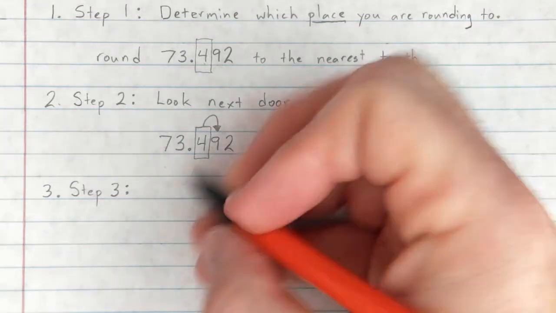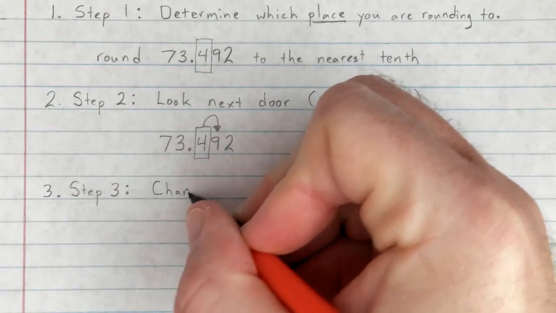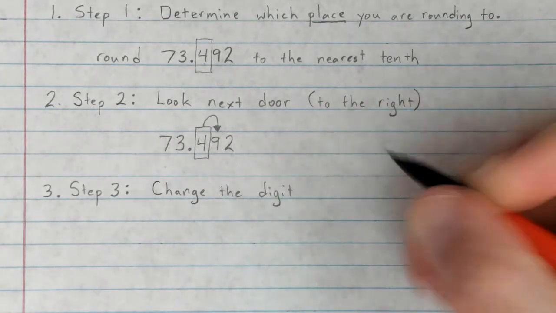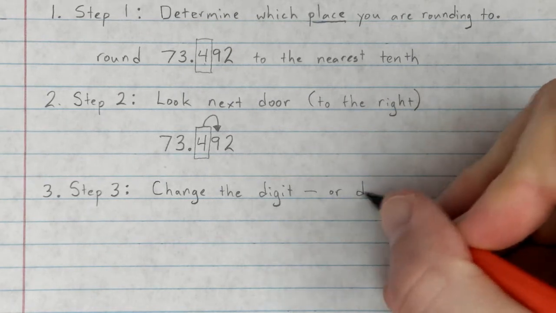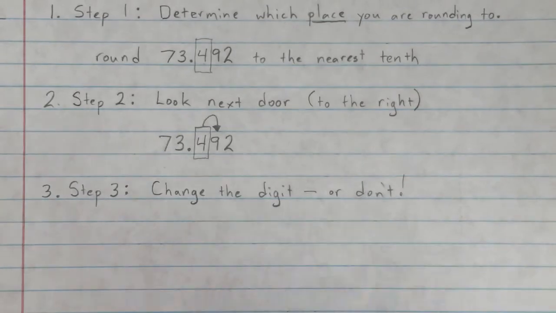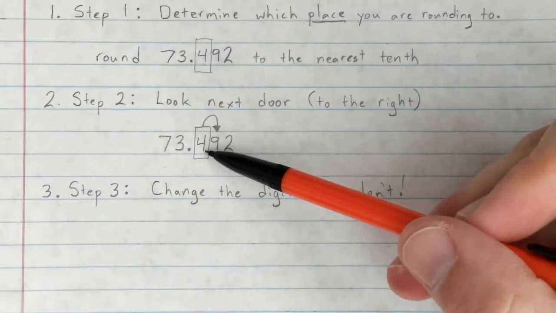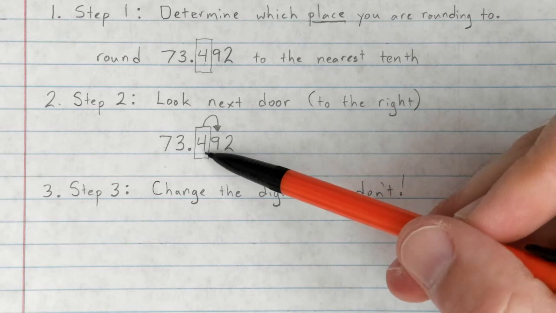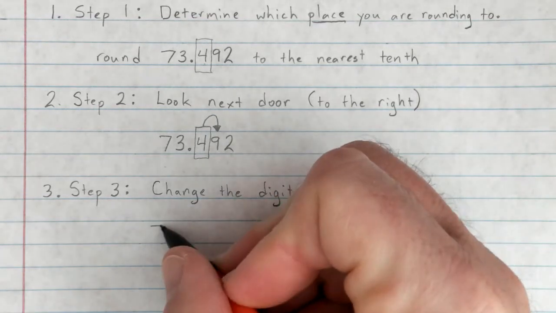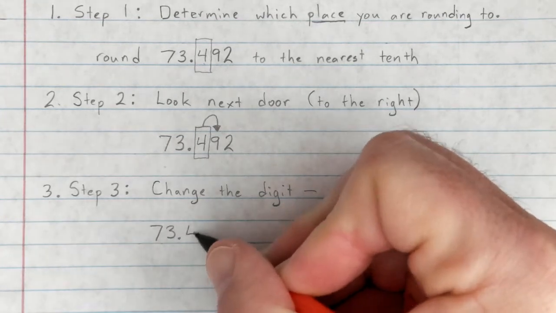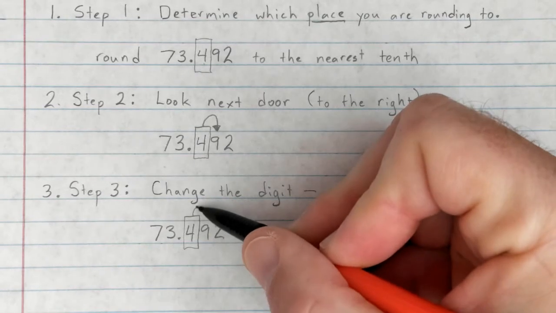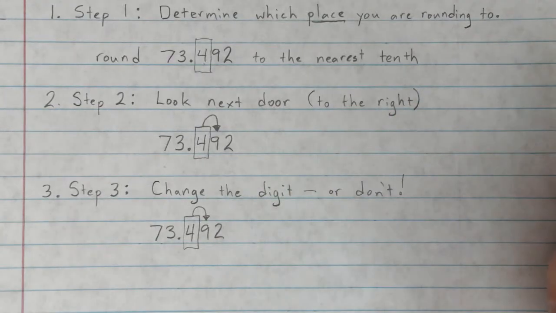For step 3, this is what I was talking about a minute ago, we're going to change the digit, or don't. We might not have to. We'll see. That's what we're going to find out. We are trying to figure out, is this closer to 4/10, just 4/10, or is it closer to 5/10? And the way we do that, I'm going to copy this again, which I know you guys are going to love. Go ahead and write that down again. There's our tenths spot. And there we are looking right there. Okay.